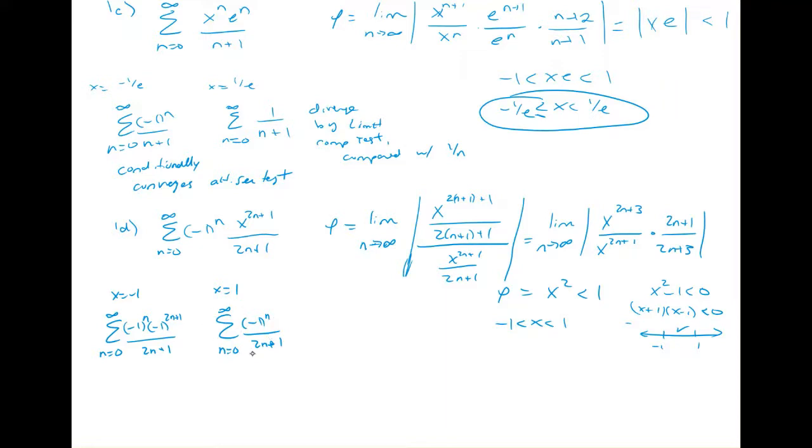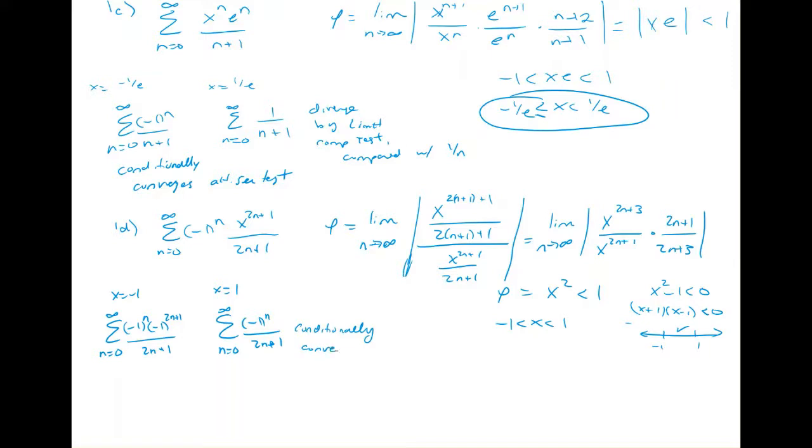This is an alternating series, and it is going to converge conditionally, because 2n plus 1 keeps getting really, really large, so each term is getting smaller and smaller, and the term 1 over 2n plus 1 is approaching 0. So this does conditionally converge by the alternating series test.